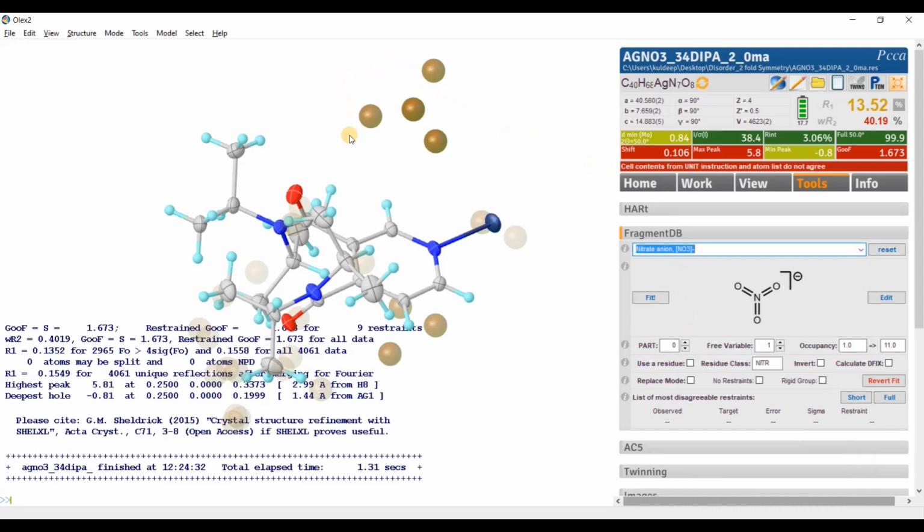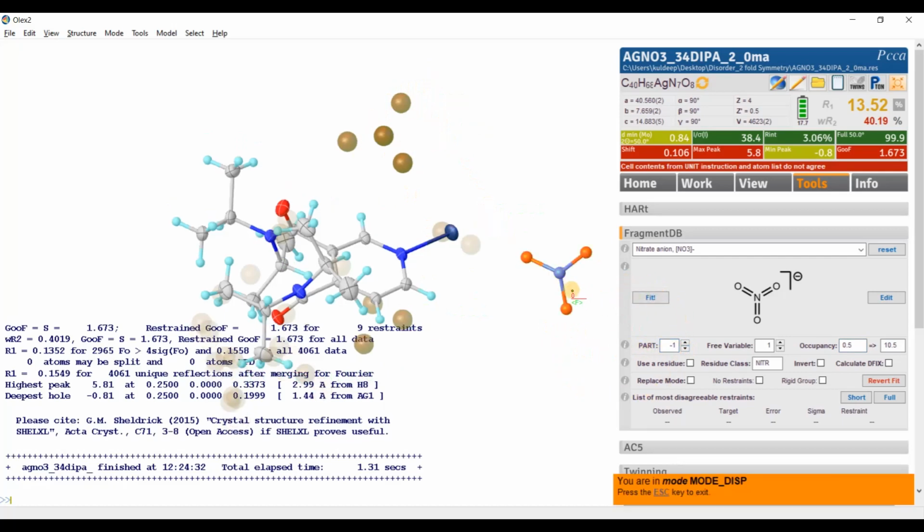Since the molecule is on the symmetry and 2 atoms are only half occupied, I will use the occupancy 0.5 instead of 1.0, and since the molecule is on the symmetry, I am using the negative part -1, and I am going to press fit. Now this nitrogen should correspond to this Q peak, and these oxygens correspond to the remaining Q peaks. So we have to match only a maximum of 3 atoms.